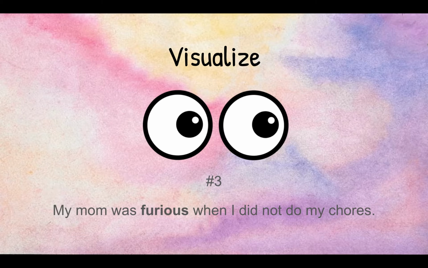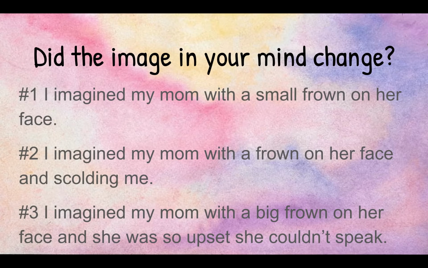Sentence number 3 says, "My mom was furious when I did not do my chores." Did the image in your mind change when I read those 3 sentences? When I read the first sentence and visualized the image in my head, I imagined that my mom had a small frown on her face. When I read the second sentence, I imagined my mom with a frown on her face and she was scolding me. And in the third sentence, I imagined my mom with a big frown on her face and she was so upset she couldn't speak.